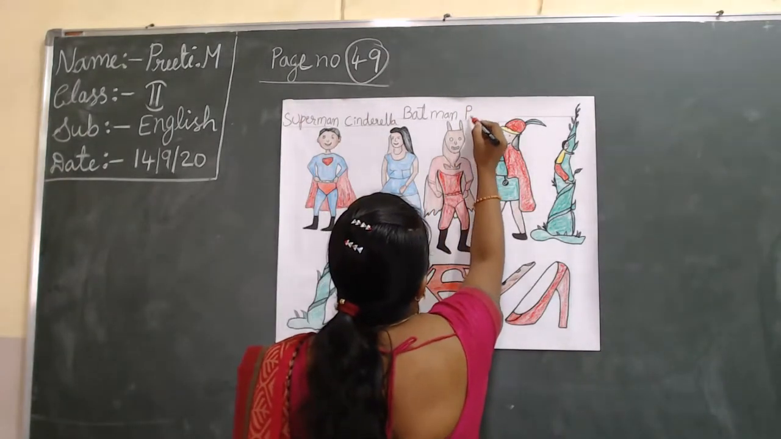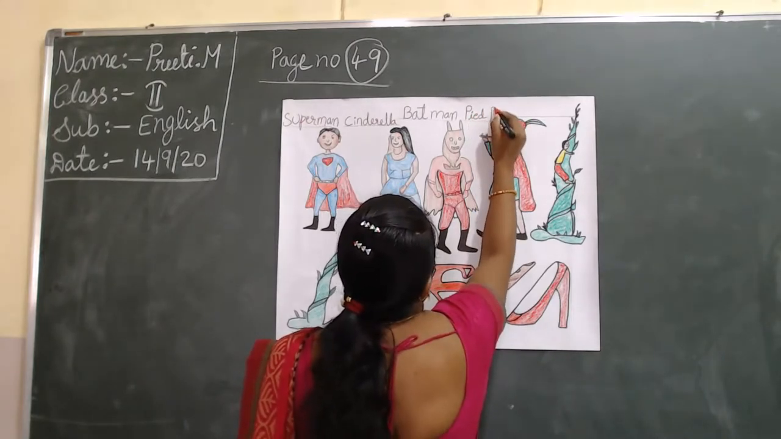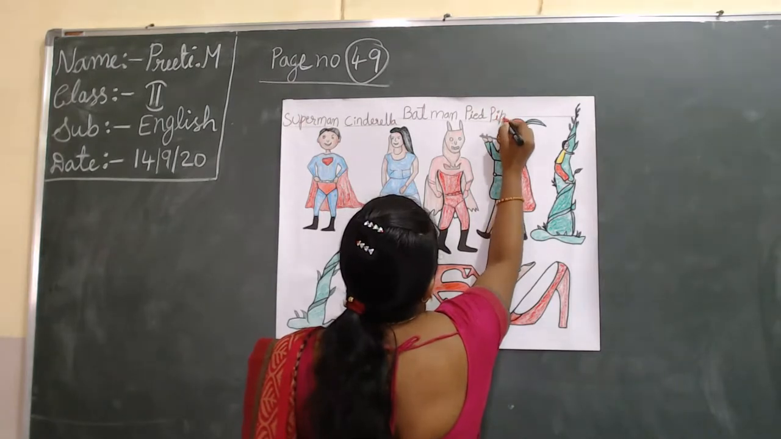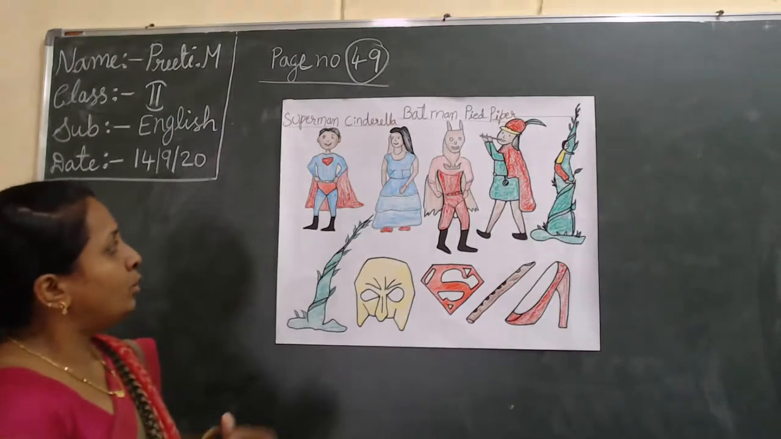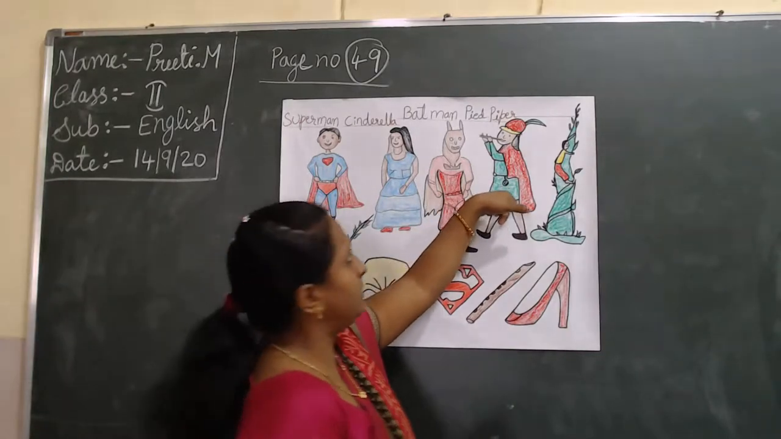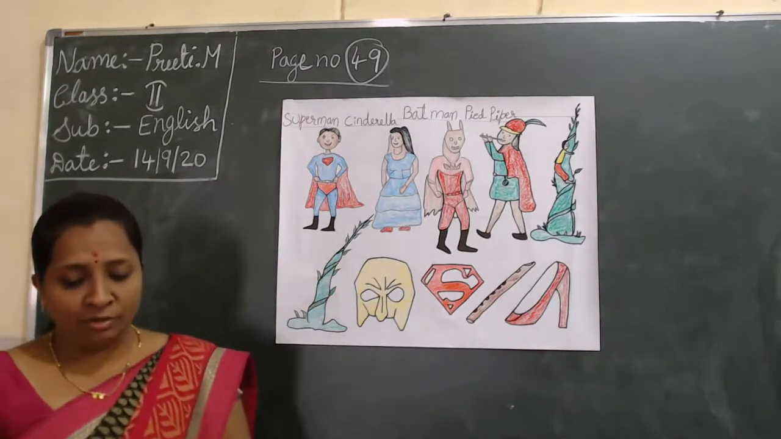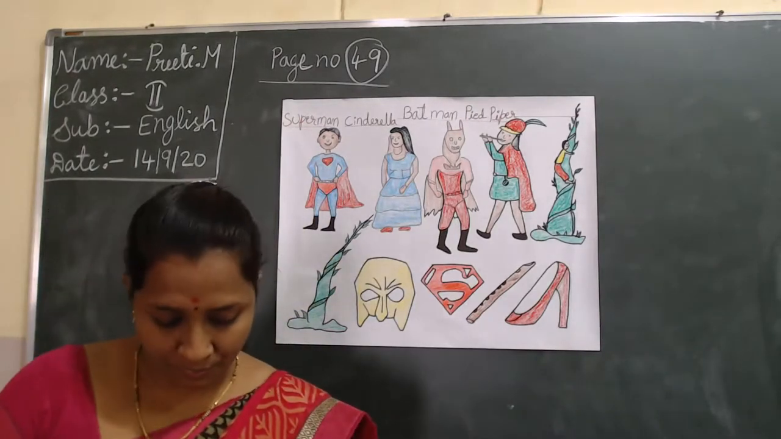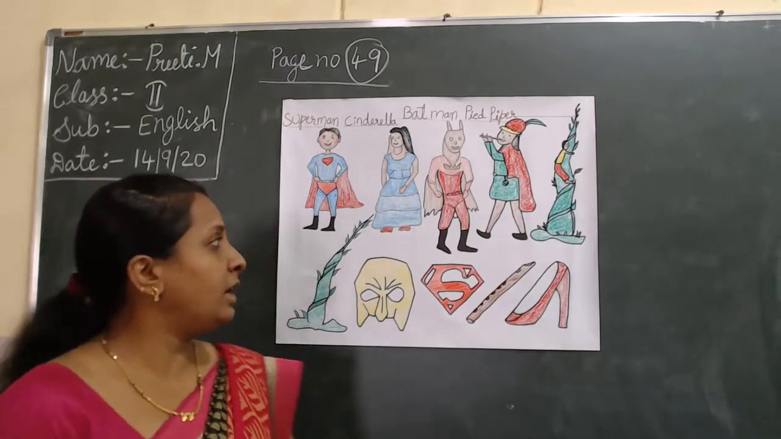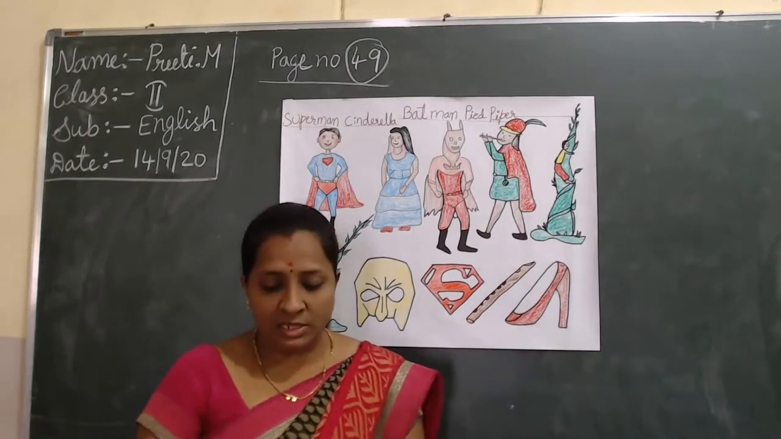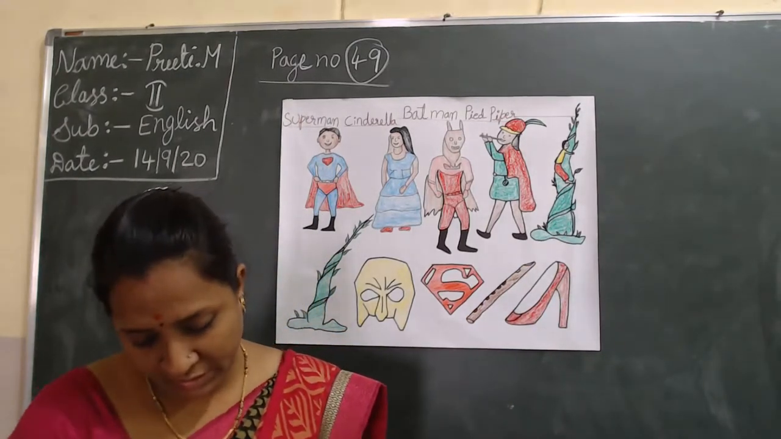Who is he? P-I-E-D, Pied. P-I-P-E-R, Piper. Pied Piper. Who is the fourth character? He is the Pied Piper. And last one, can you guess who he is, children? He is Jack. Can you guess who he is? He is Jack. And Jack and the Beanstalk is a fairy tale, children.